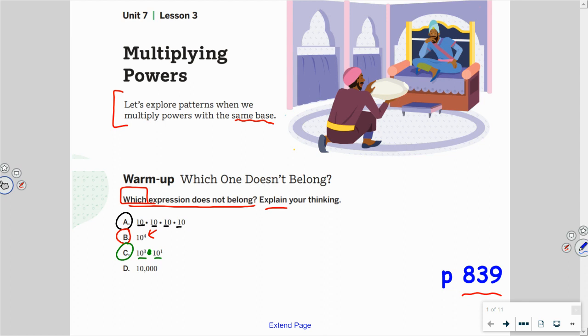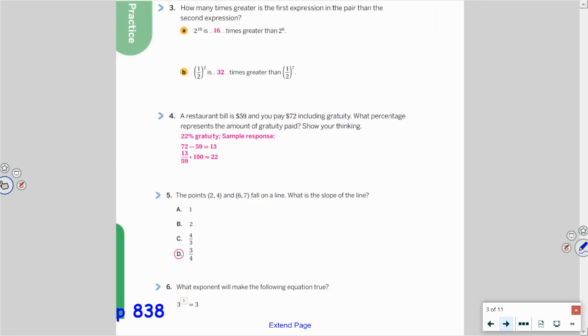And perhaps you chose D, the only one with no powers, no exponents at all. Although theoretically, if you don't see it, it does have a 1 up there. But again, no right or wrong answer for the warm-up. Keep that in mind. Homework check if you'd like to check.